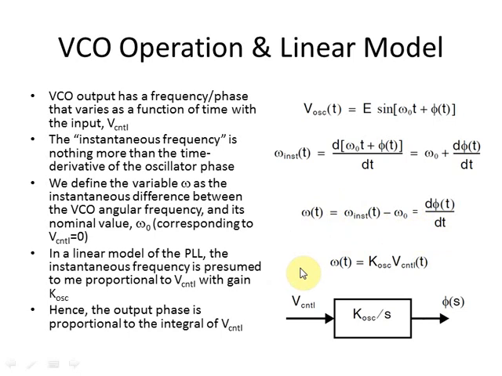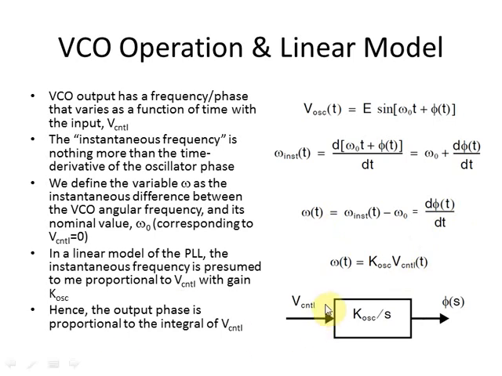Now, the VCO circuits that are most common end up converting the control voltage signal, V control, into an instantaneous frequency in an approximately proportional way. So if we assume this instantaneous frequency deviation, omega, is proportional to V control with a constant of proportionality K_VCO, then since omega is equal to the derivative of the output phase, the output phase of the oscillator is the integral of omega, and therefore the integral of V control. That's how we then arrive at this linear model shown here at the bottom.